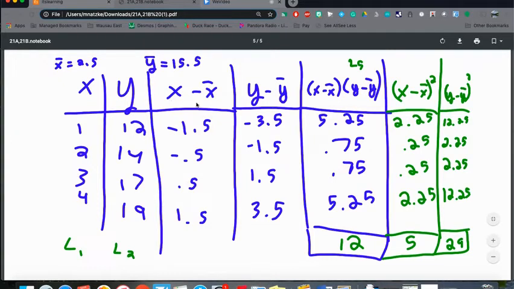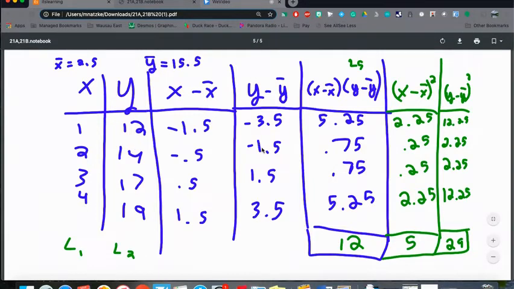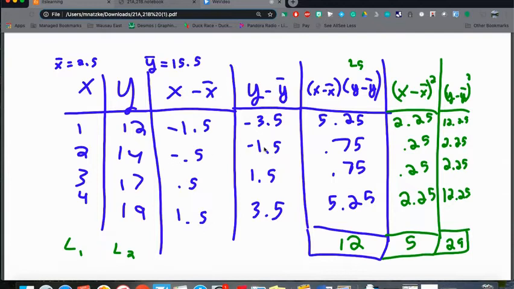Then you take each x minus the average of the x. So 1 minus 2.5 gives you negative 1.5. 2 minus 2.5 gives you negative 0.5, and so on. You do the same thing with the y's. 12 minus 15.5 gives you negative 3.5. 14 minus 15.5 is negative 1.5, and you keep going. Then you multiply those two values together. Negative 1.5 times negative 3.5 gives you 5.25. Negative 0.5 times negative 1.5 gives you 0.75.